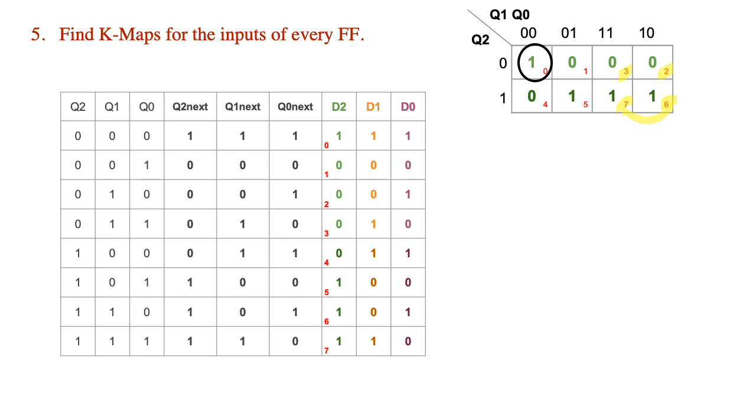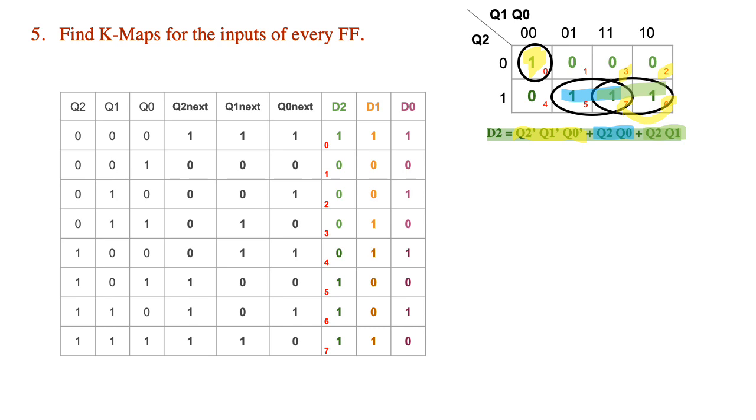We'll have this one by itself. Next we have these two ones together, and finally these two ones together. This will result in the equation or the formula for D2, so that it will be equal to Q2 bar, Q1 bar, Q0 bar. And then for this group, we have Q2 and Q0. Now for the last group, we have Q2 and Q1.